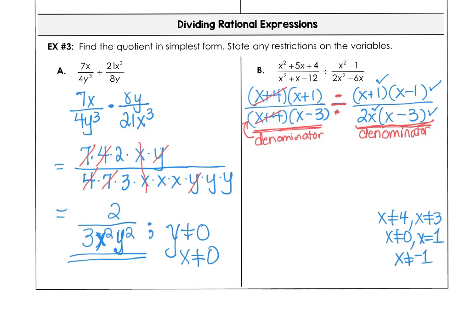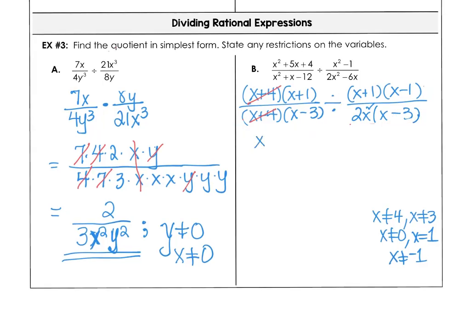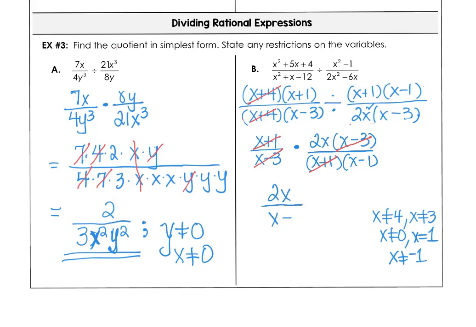Then we can move on to simplifying. Now we're dividing x plus 1 divided by x minus 3. And to divide, we want to multiply by the reciprocal. 2x times x minus 3 is the numerator, and x plus 1 times x minus 1 is our denominator. We're going to simplify, and then we'll multiply straight across. 2x in the numerator and x minus 1 in the denominator, with all of these restrictions that we found originally.